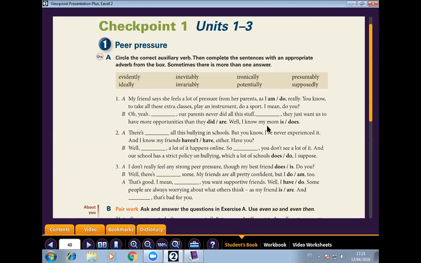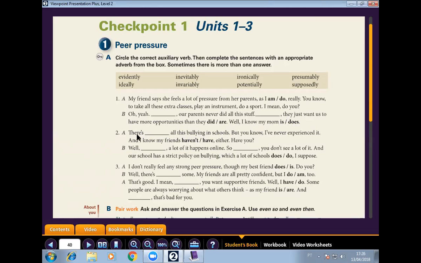Then, I know my mom is or my mom does. What's your answer? Does. Very good. Look, so presumably they just want us to have more opportunities than they did. Well, I know my mom does. So now from this exercise on, I would like to focus on the auxiliary verbs, because grammar is more important right now.